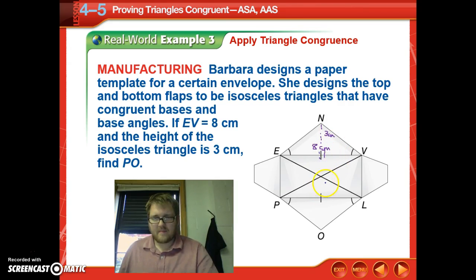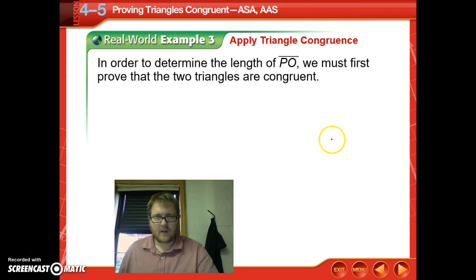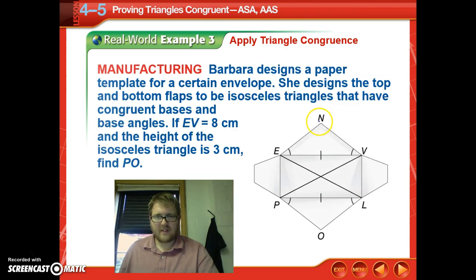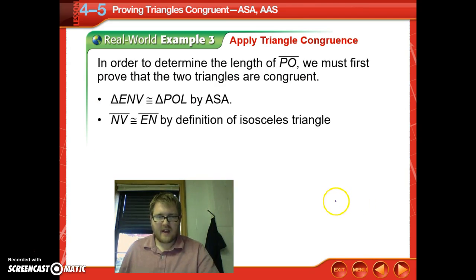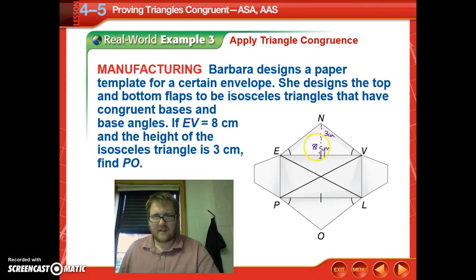Make that perpendicular. So in order to determine the length of PO, we first have to prove that the two triangles are congruent. By angle side angle, and the definition of an isosceles triangle, corresponding sides NV and PO have to be equal, because the triangles are congruent and they are congruent parts of that triangle.